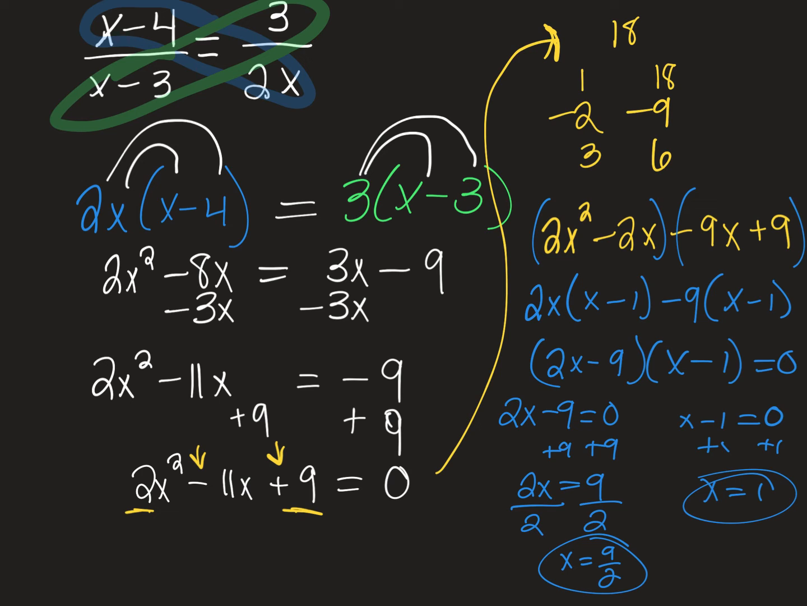Explain those last steps after setting it equal to 0. You have to set each individual factor equal to 0 to get your actual solutions for x. How did you get 2x equals 9 out of 2x minus 9 equals 0? I added my 9 to both sides.